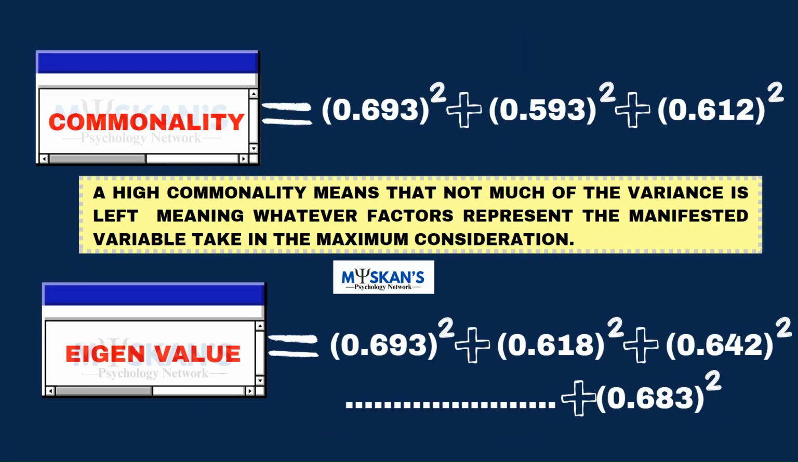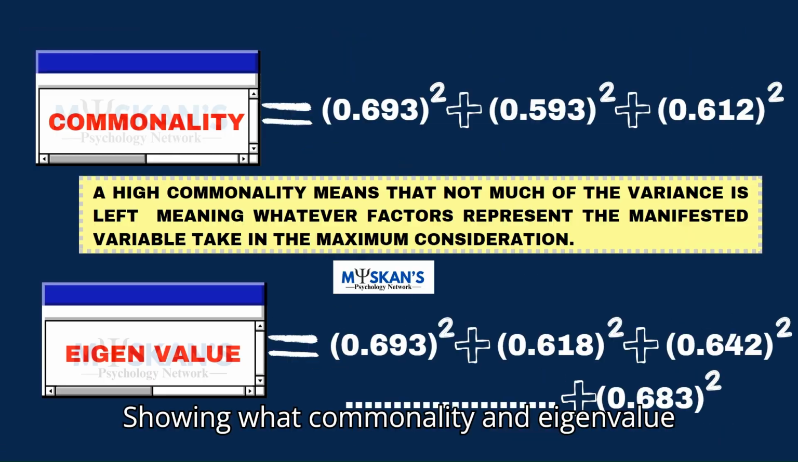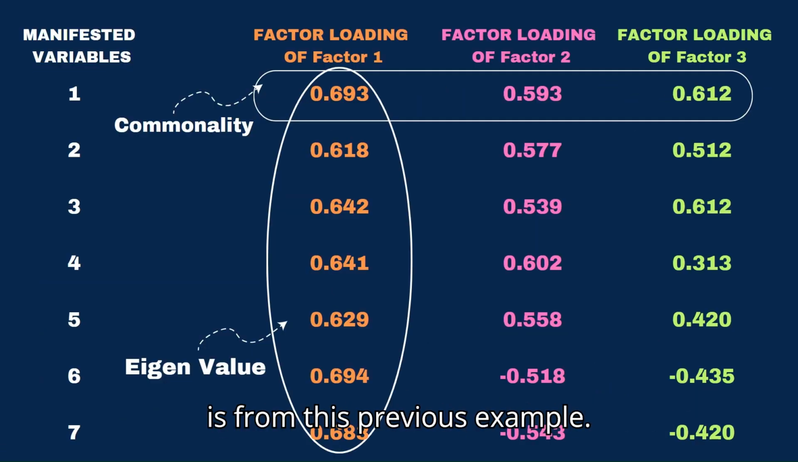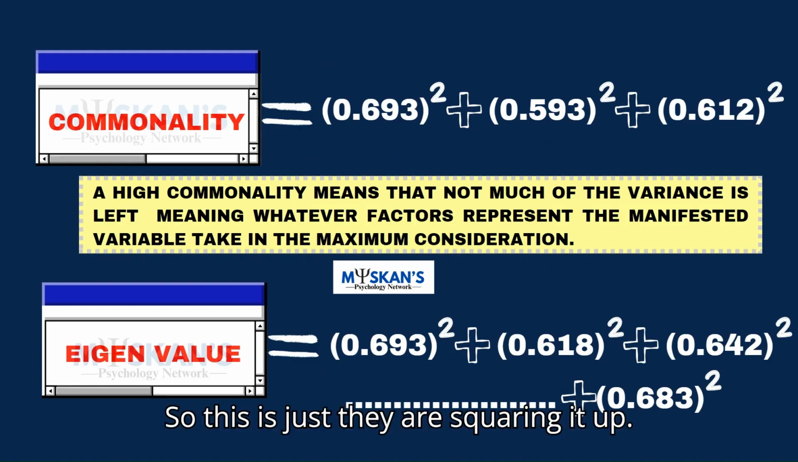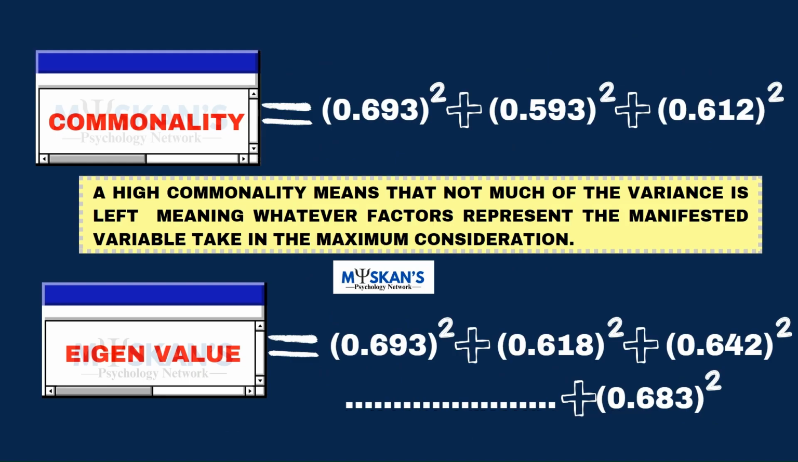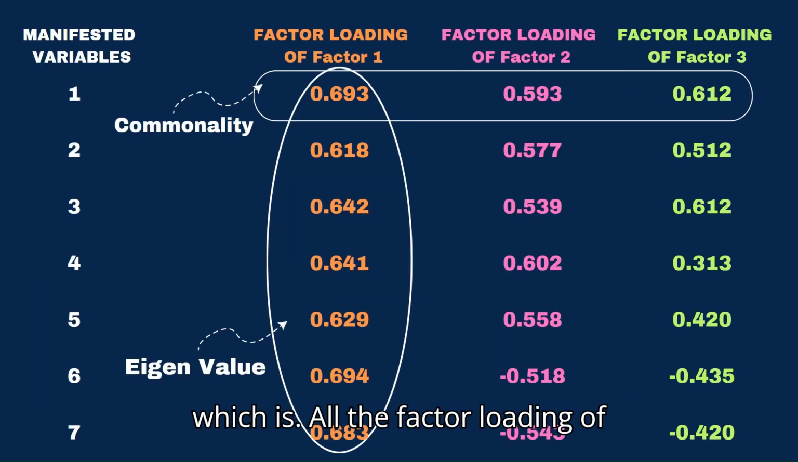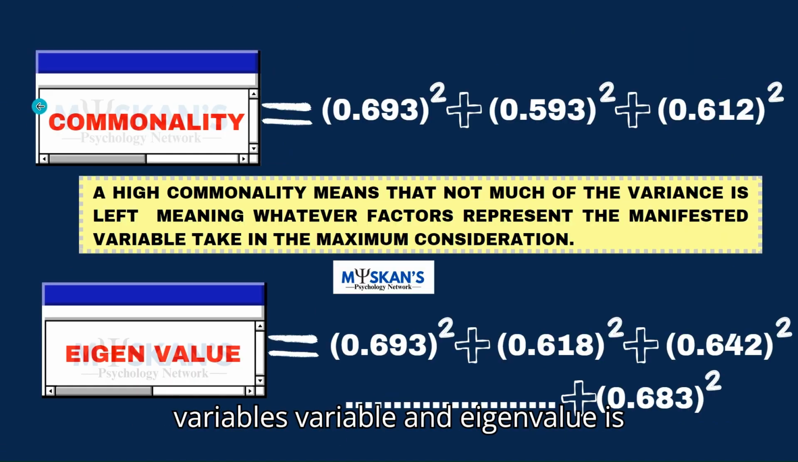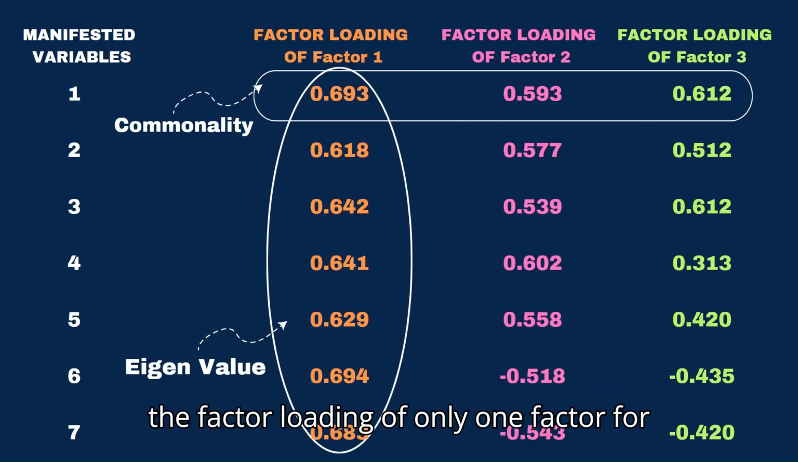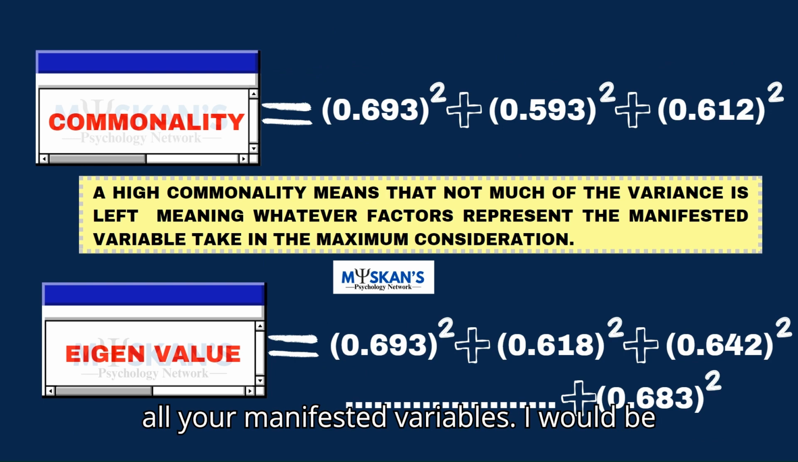Now, this is just showing what commonality and eigenvalue is from this previous example. So this is just, they are squaring it up and then summing it for the commonality, which is all the factor loading of the 3 factors for one manifested variable, and eigenvalue is the factor loading of only one factor for all your manifested variables.